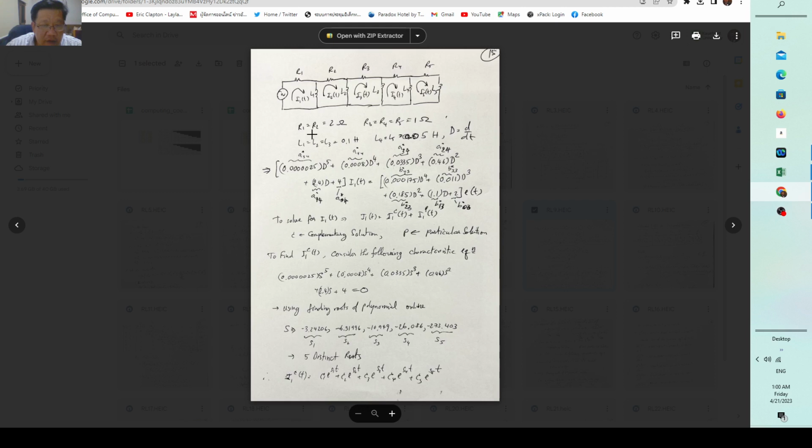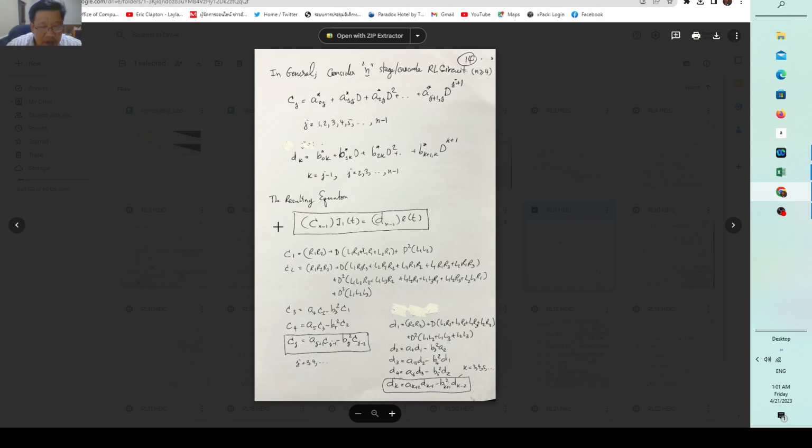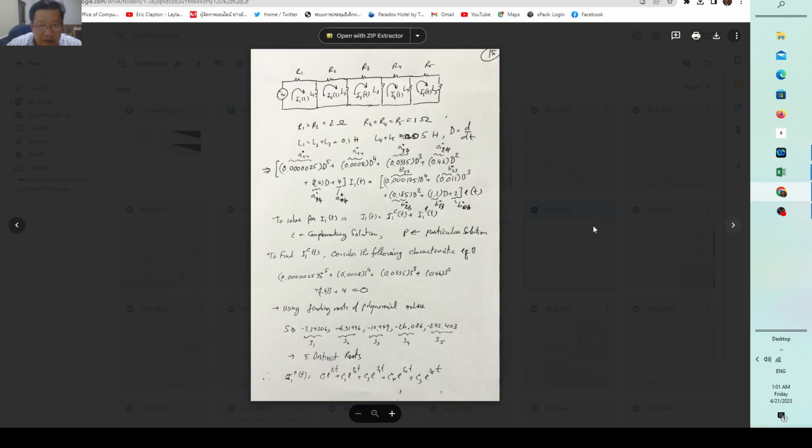Here I'm going to put R sub 1, R sub 2 up to R sub 5, L sub 1, L sub 2, L sub 3 up to L sub 5, with D as an operator of d by dt. And based on the formula here, the left hand side of the equation is C sub n minus 1 times I sub 1 t. So this is C sub 4.